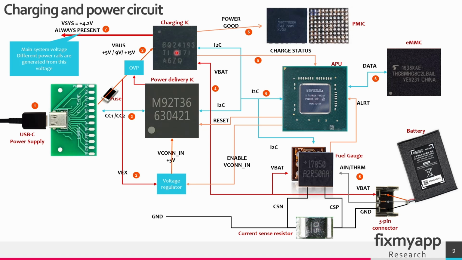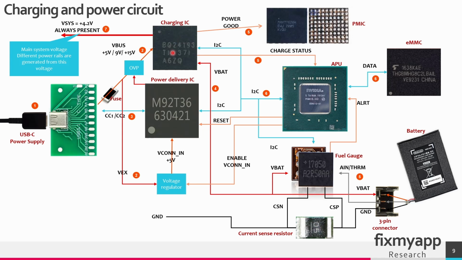The charging IC, if all conditions are okay and the battery is charging and everything is within the limits, will send a charge status back to the APU and also a power good signal to the power management IC. So this is the primary power management IC. If it sees that this charging IC is working okay, it will start generating some voltages. Also, this power management IC communicates through I2C with the APU.